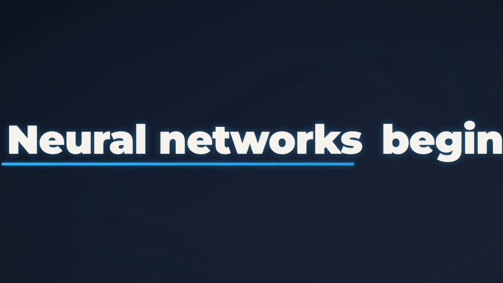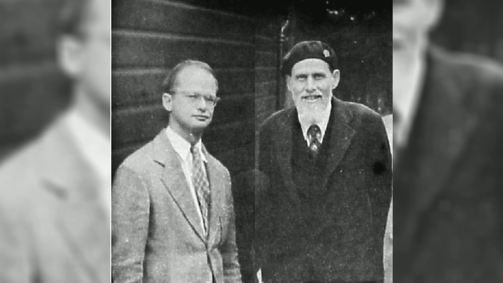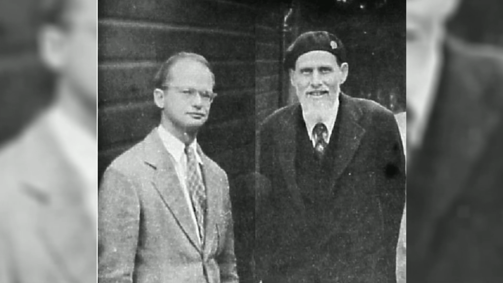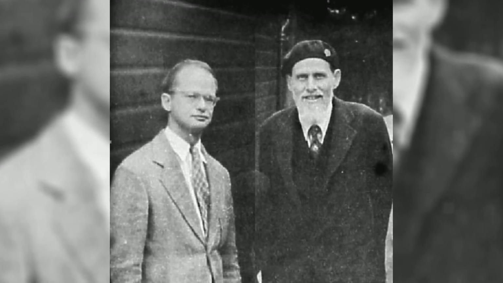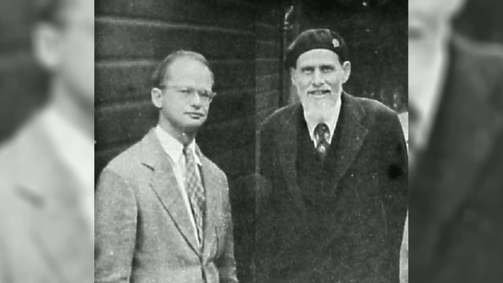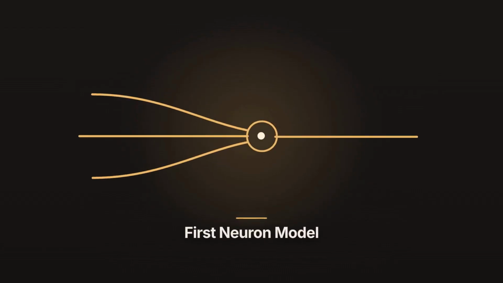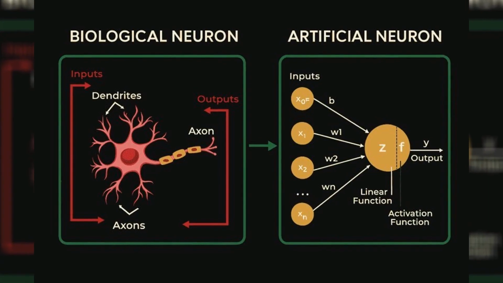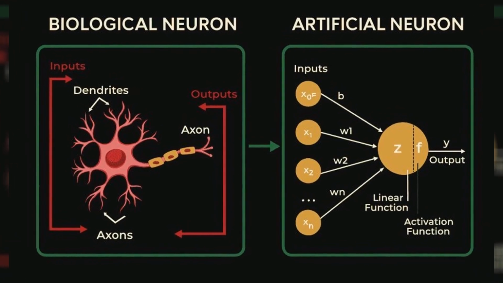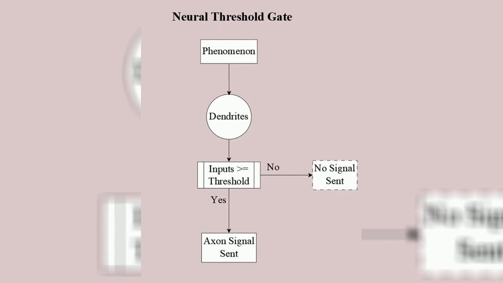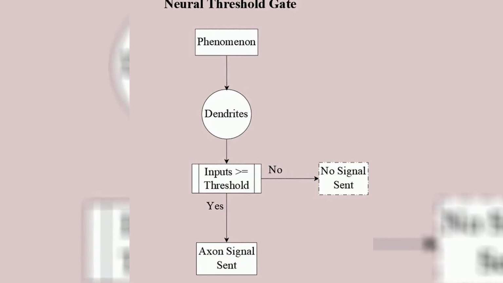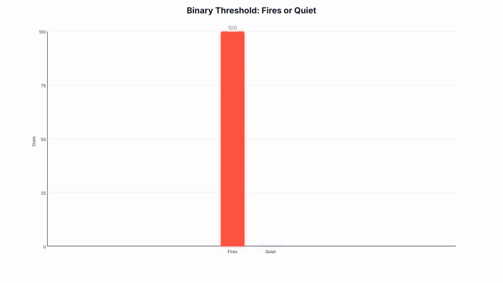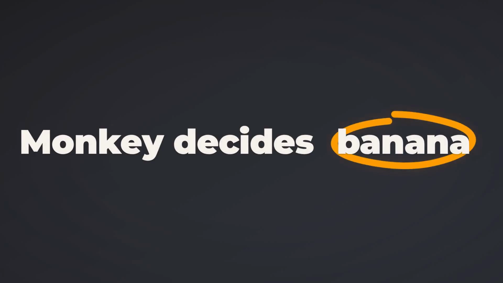The story of neural networks starts in 1943, when two researchers, Warren McCulloch, a neurophysiologist, and Walter Pitts, a logician, published a paper describing the first computational model of a neuron. Their idea was deceptively simple. A neuron receives inputs. If those inputs exceed a certain threshold, it fires. If they don't, it stays quiet, on or off.